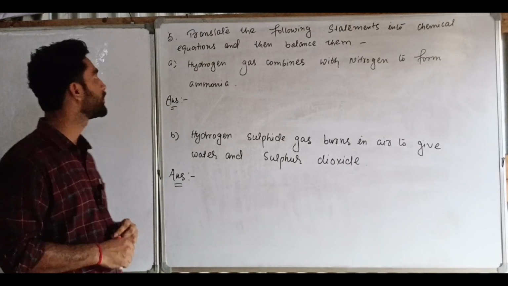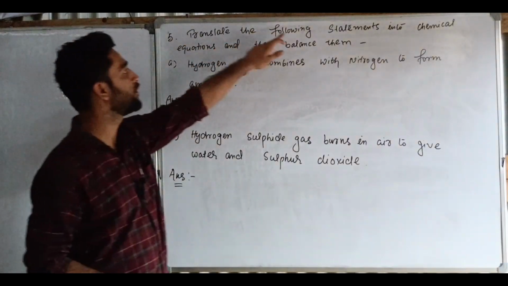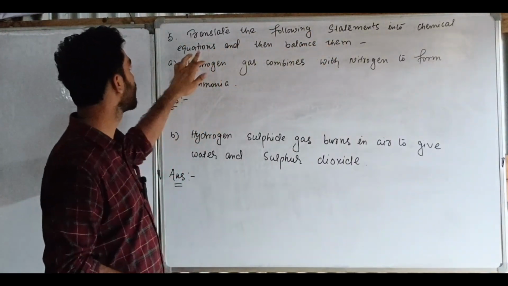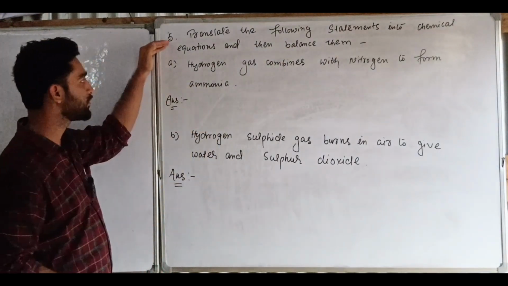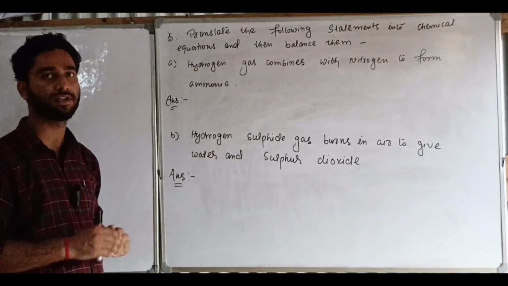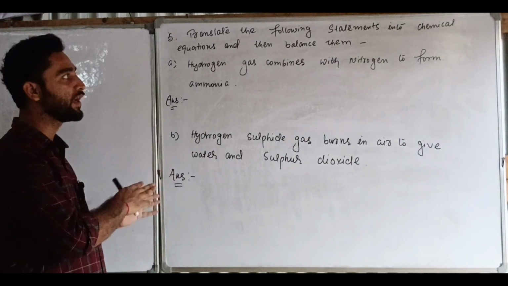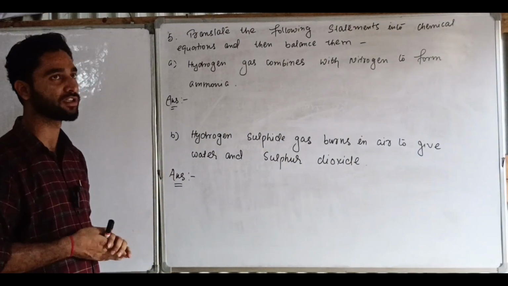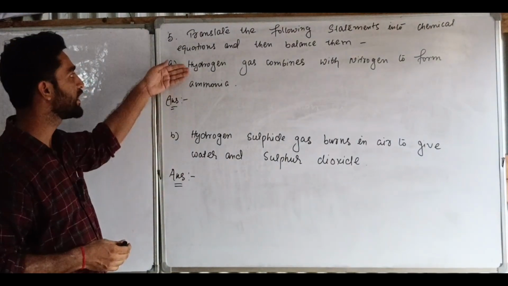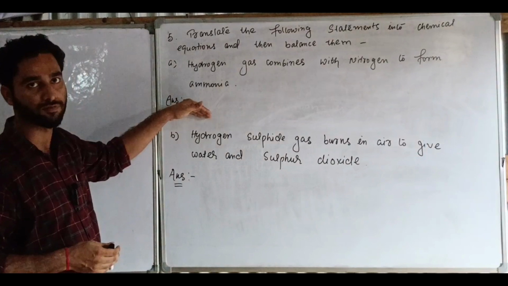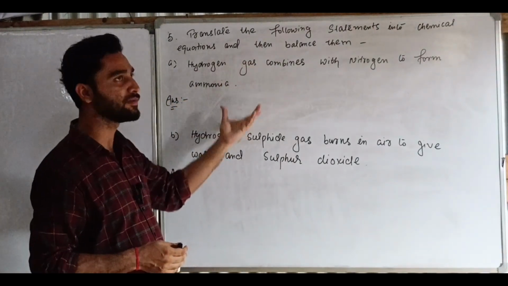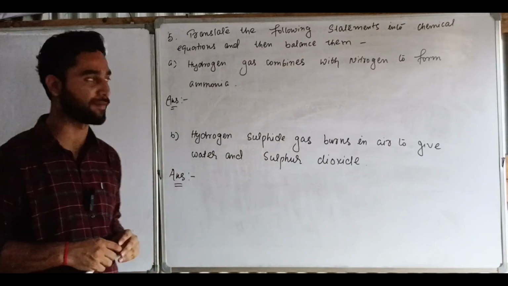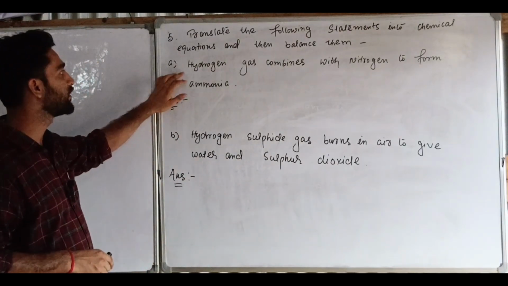Okay, now let's see question number 5. Translate the following statements into chemical equations and then balance them. So here, according to this question, some chemical reactions are given in statement form. First, we have to convert them into chemical equations. Chemical equation means what? This statement we have to write in its symbolic form. So after writing the chemical equations, or after writing in the symbolic form, we have to balance them. So what is the first question?